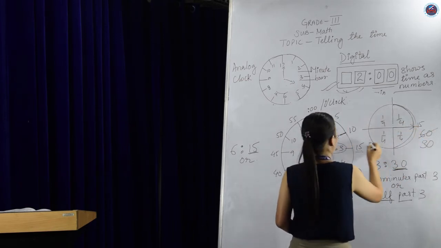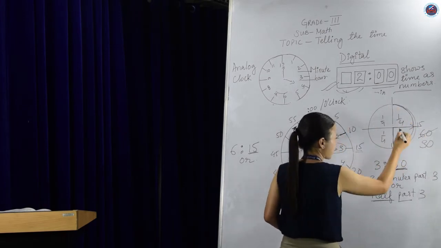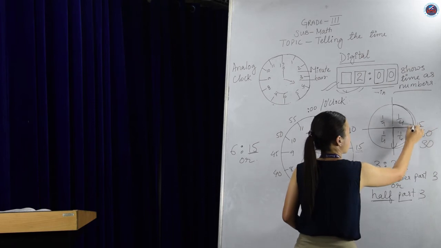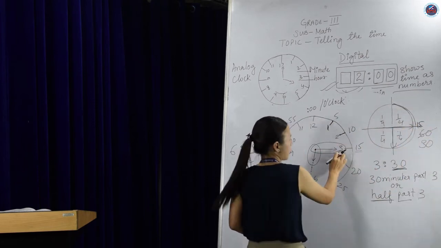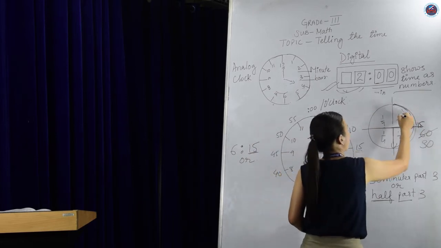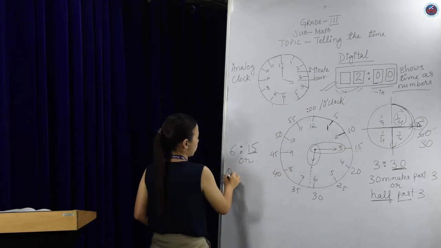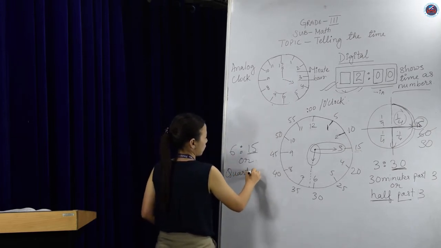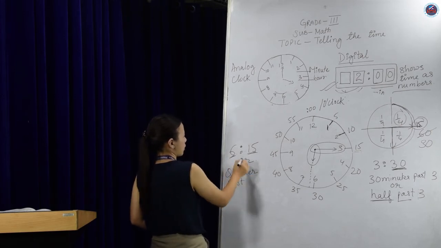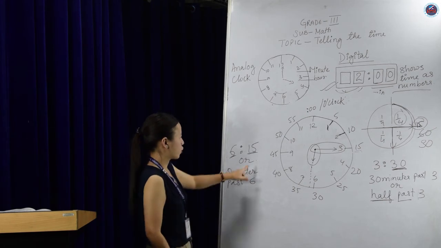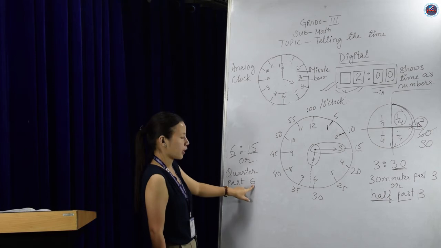Now that means it will point at 3 here. Exactly. So half, it points at 6, and then for the quarter, it cuts here, right? So exactly at this 3, that is 15 minutes. So for 15 minutes, we use the word quarter, past, and we write the number here, 6. So for 15 minutes, I've used the words quarter past 6.